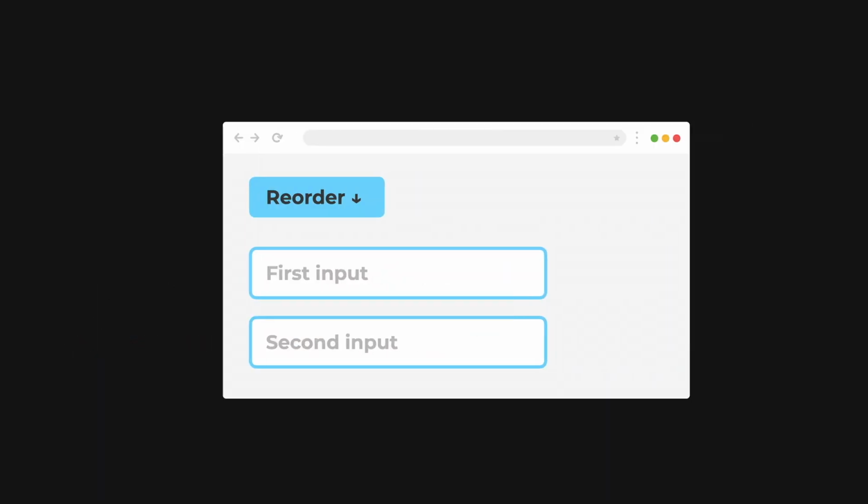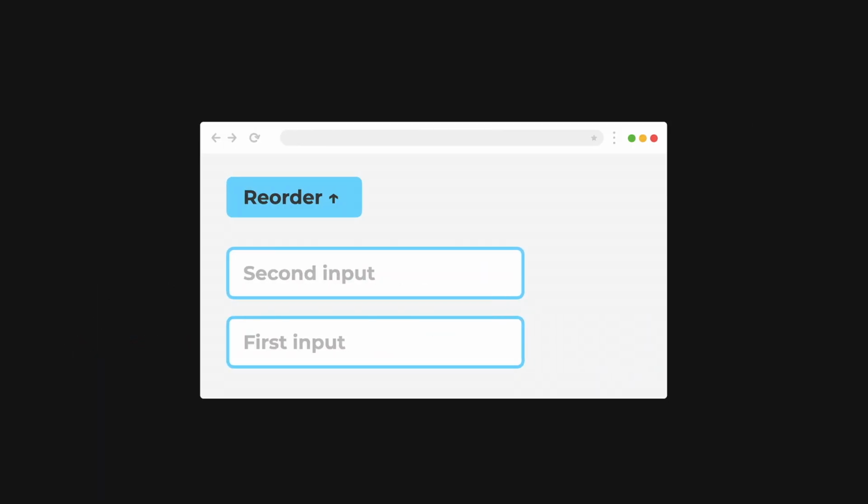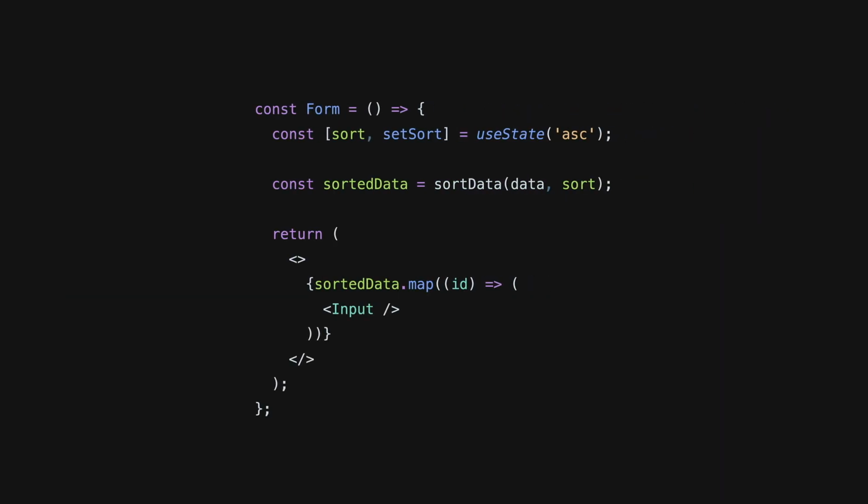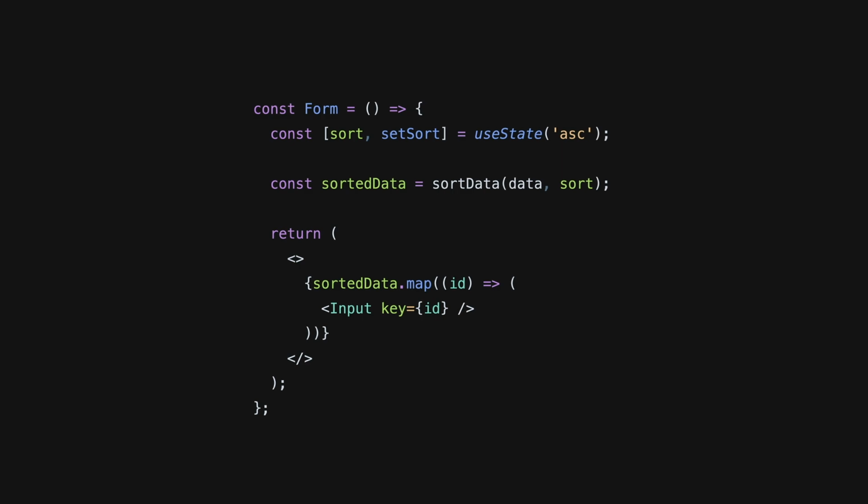As a result, we'll get a pretty funky behavior if those components have some state that is not controlled from the outside. In the case of our inputs, if we type something in the first input and then press the reorder button, the text will stay with the first input. This can be solved with the key attribute. It's React's way to uniquely identify elements with the same type inside an array of children.